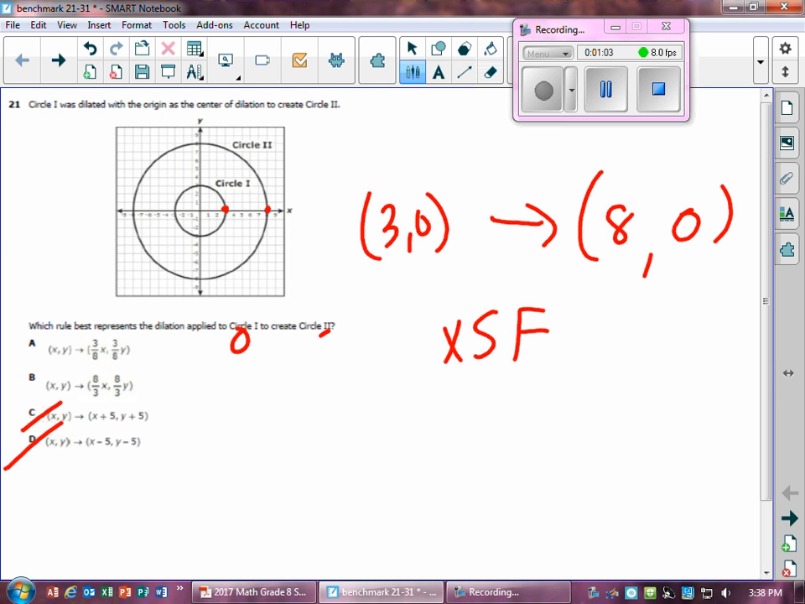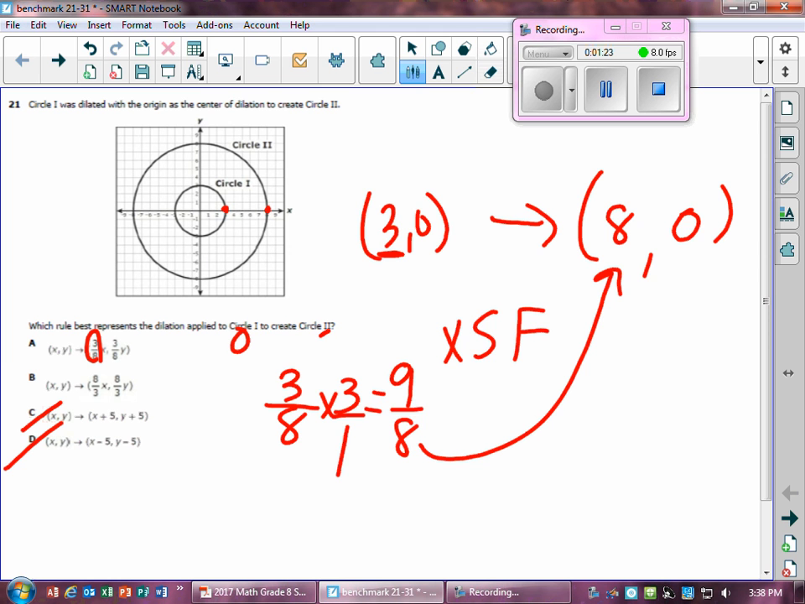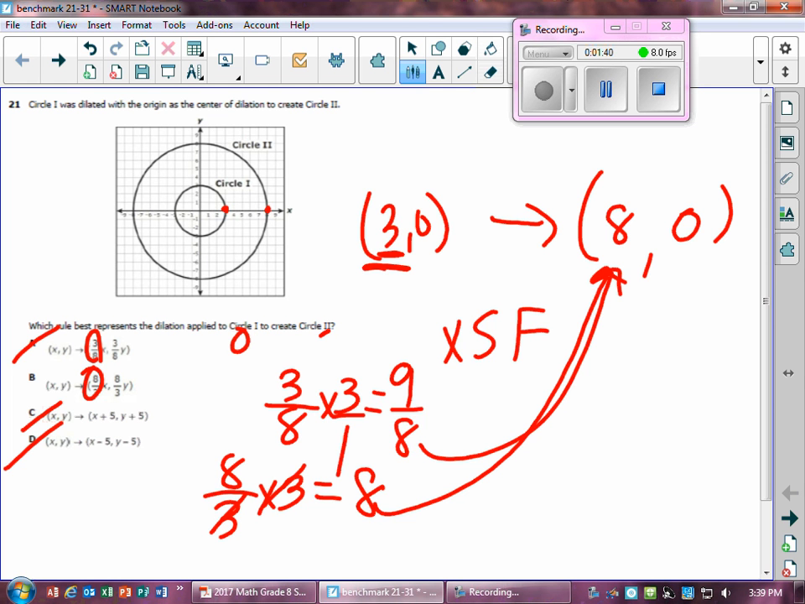So now all we have to do is look at our x coordinate first and multiply it by our scale factor. In our x coordinate, we have 3 and we have 3/8. So if I multiply 3/8 times 3, that's 9 over 8. That is not 8, so that is not my scale factor. Looking at B, we have 8 over 3. So 8 over 3 times my x coordinate 3, those cross reduce, gives me 8. That is my dilation coordinate. Therefore, my scale factor is 8 over 3, so B is my answer.